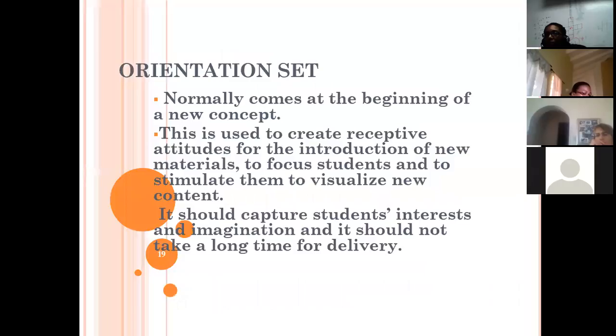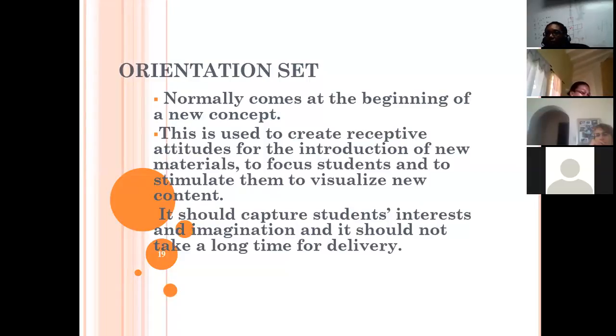All right? Now, I just want to look at 3 components that you may or may not have met before in order to help us move from here to where I want us to go. Firstly, the business of what we call the orientation set. Now, the orientation set is the beginning or the introduction, and that is usually your engage phase of your lesson. All right. So it's normally at the beginning of a new concept. So if you're going to teach something for the first time, you will perhaps have a stronger orientation set.